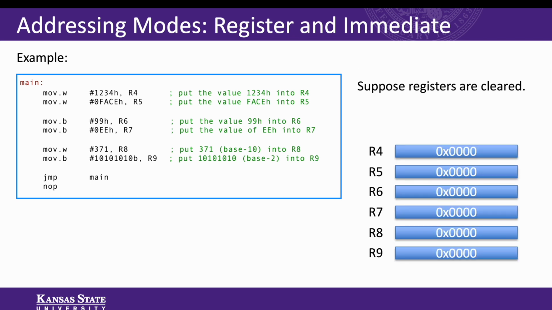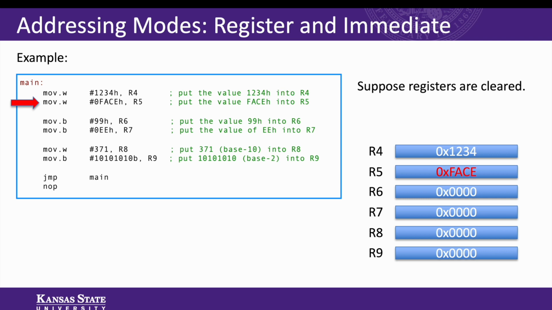All right, let's suppose that the registers are cleared. I'm looking at the first move instruction, and it has a constant 1234 in hex, and the destination is R4. So after that line is executed, I will have 1234 in hex in R4. Now the next move instruction has FACE in hex, and the destination R5. After that instruction, FACE in hex gets moved to R5. I do want to point out that in this line, the 0 is necessary before the F in FACE, because if you recall, data cannot start with a letter. So we have to put a 0 there, or else we get an error.